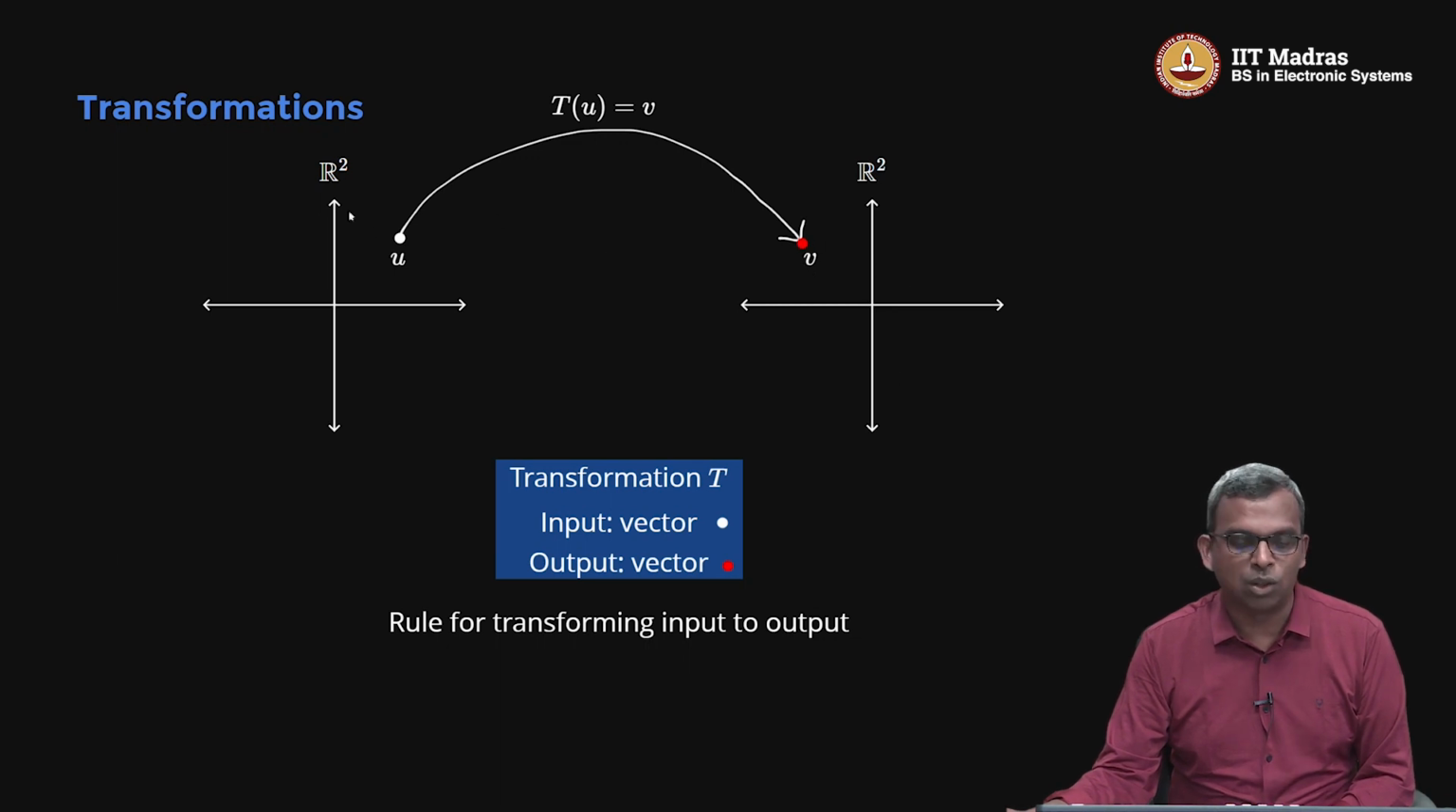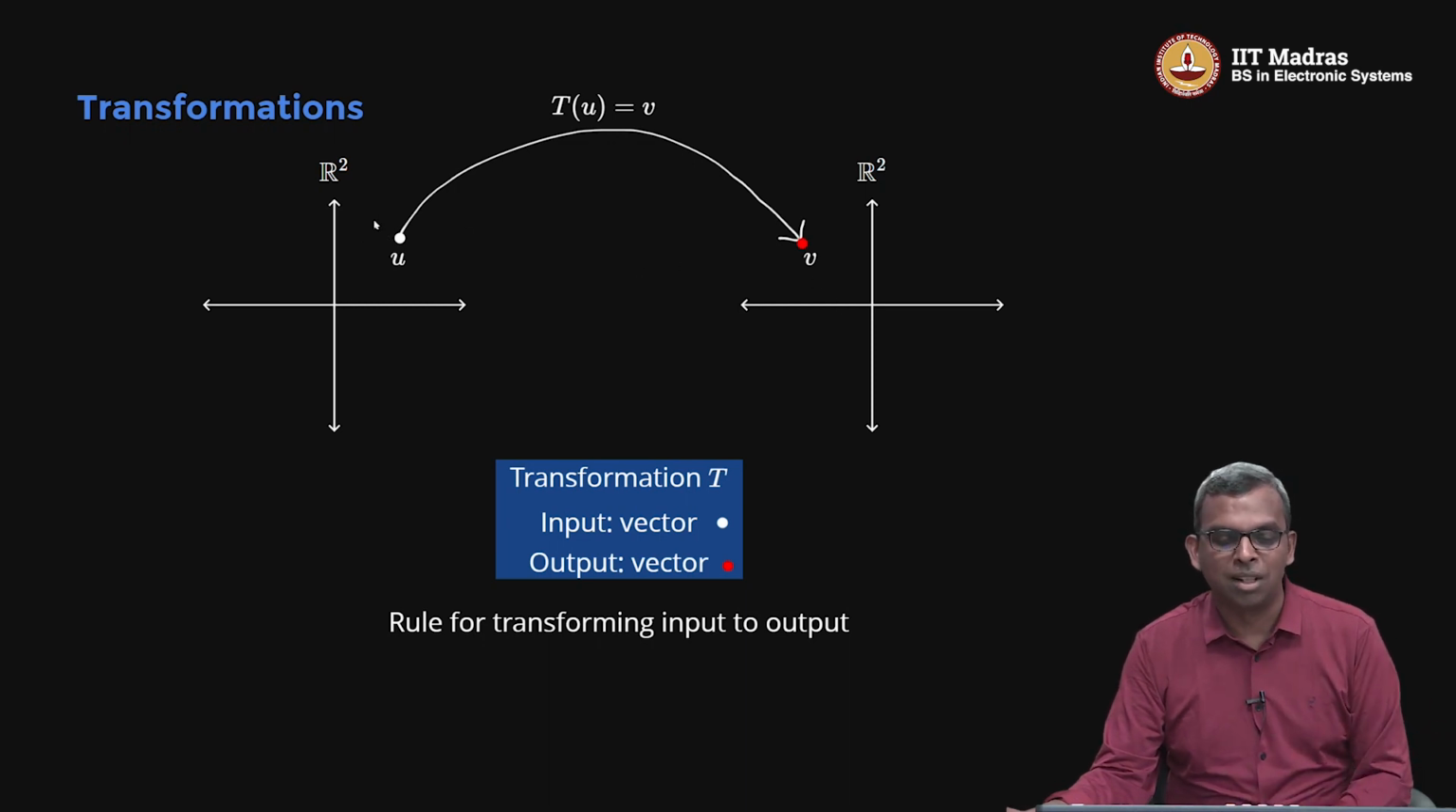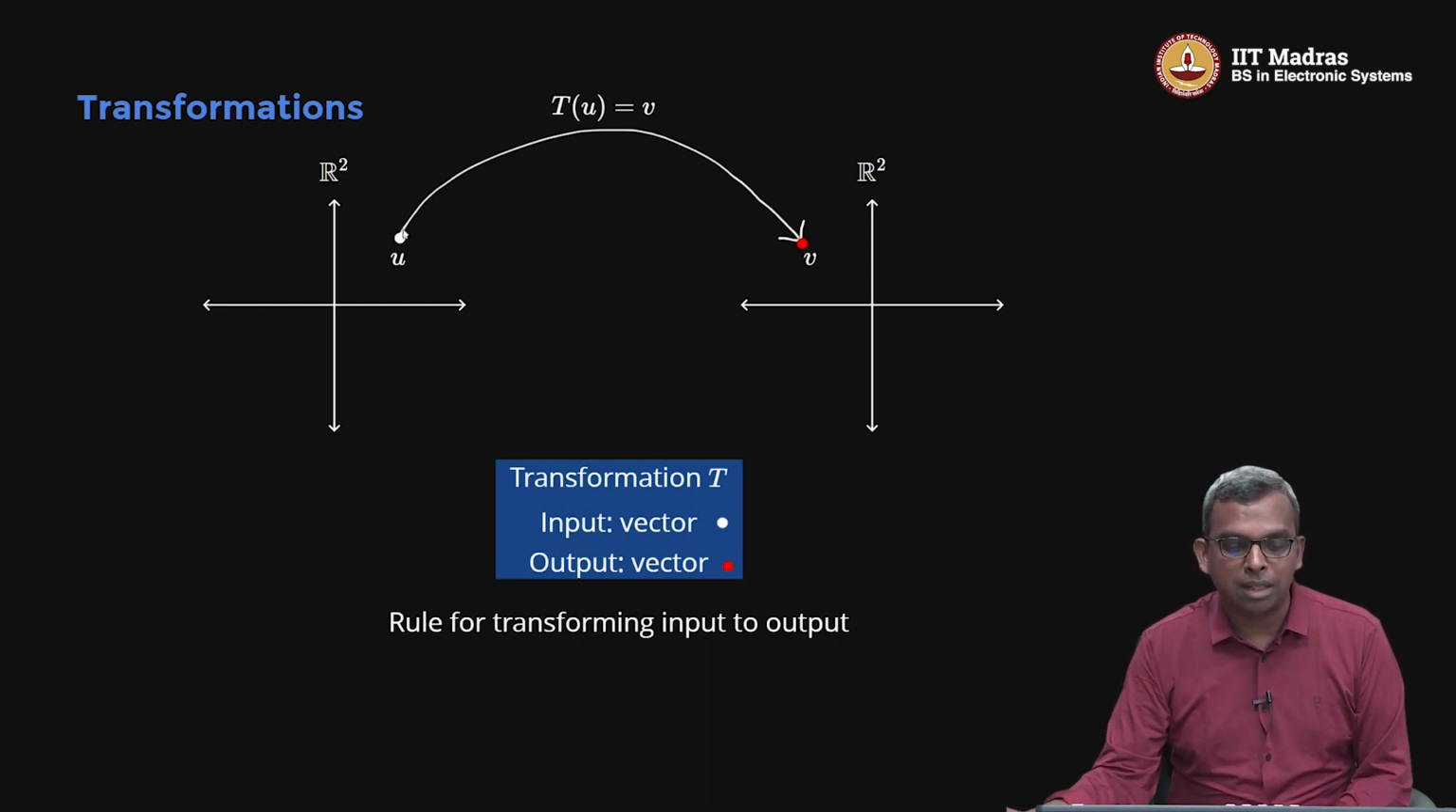Of course, this V is also there in this R2, but just for convenience, to show that there is this transformation, you draw this long arrow and go from U to V. Of course, for T to be a proper, useful transformation, it needs to specify this for every U, not just this point, for every point. I've just shown some 2 points.